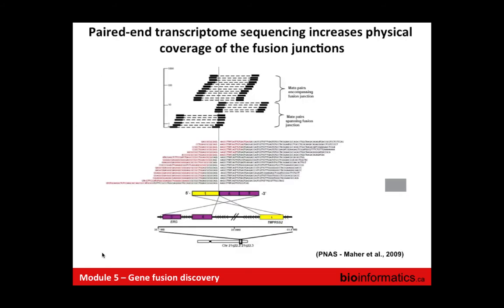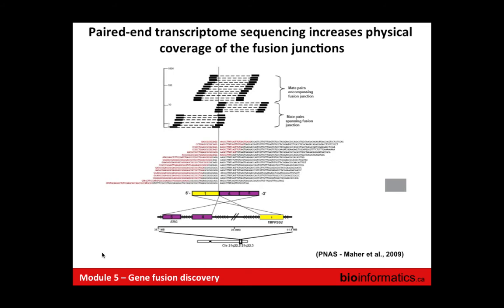And this is a little bit easier to see. So if this is a breakpoint here, we've got these mate pairs which are encompassing that fusion junction. So these reads are on the left side of the fusion, and these reads are on the right side of the fusion. And then we also have some mate pairs where one of the mates is actually spanning the fusion, where the read is partially broken by the fusion.